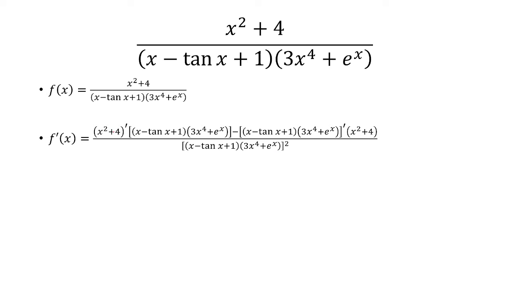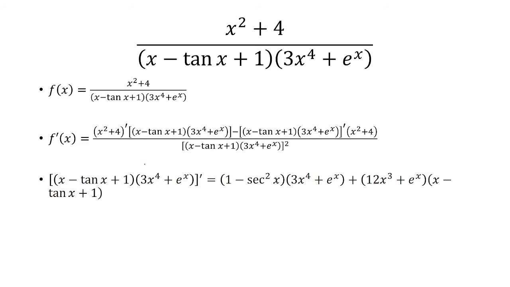Now the only issue here is taking the derivative of these two products. The derivative of x² + 4 is just 2x. So let's focus on the derivative of the two products. For this, we're going to apply the product rule.